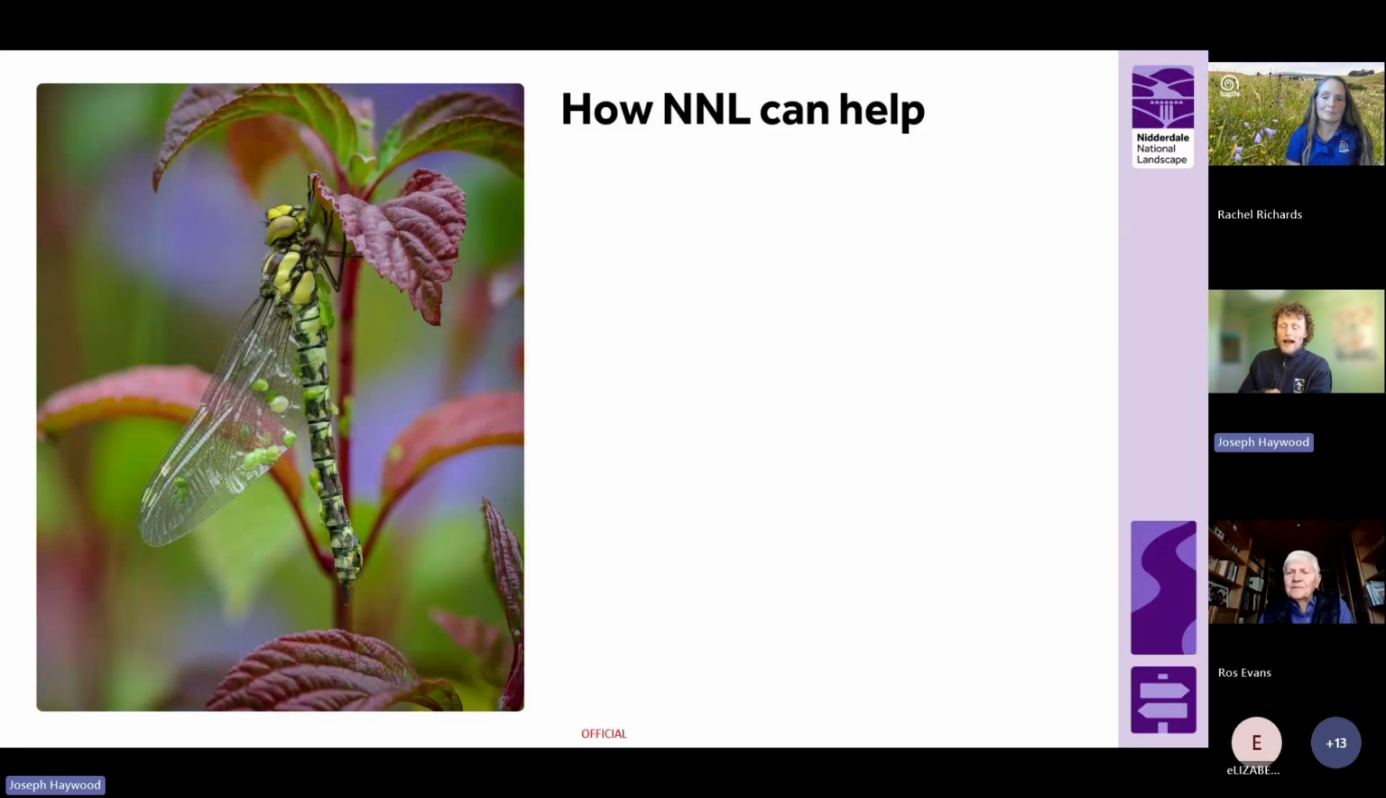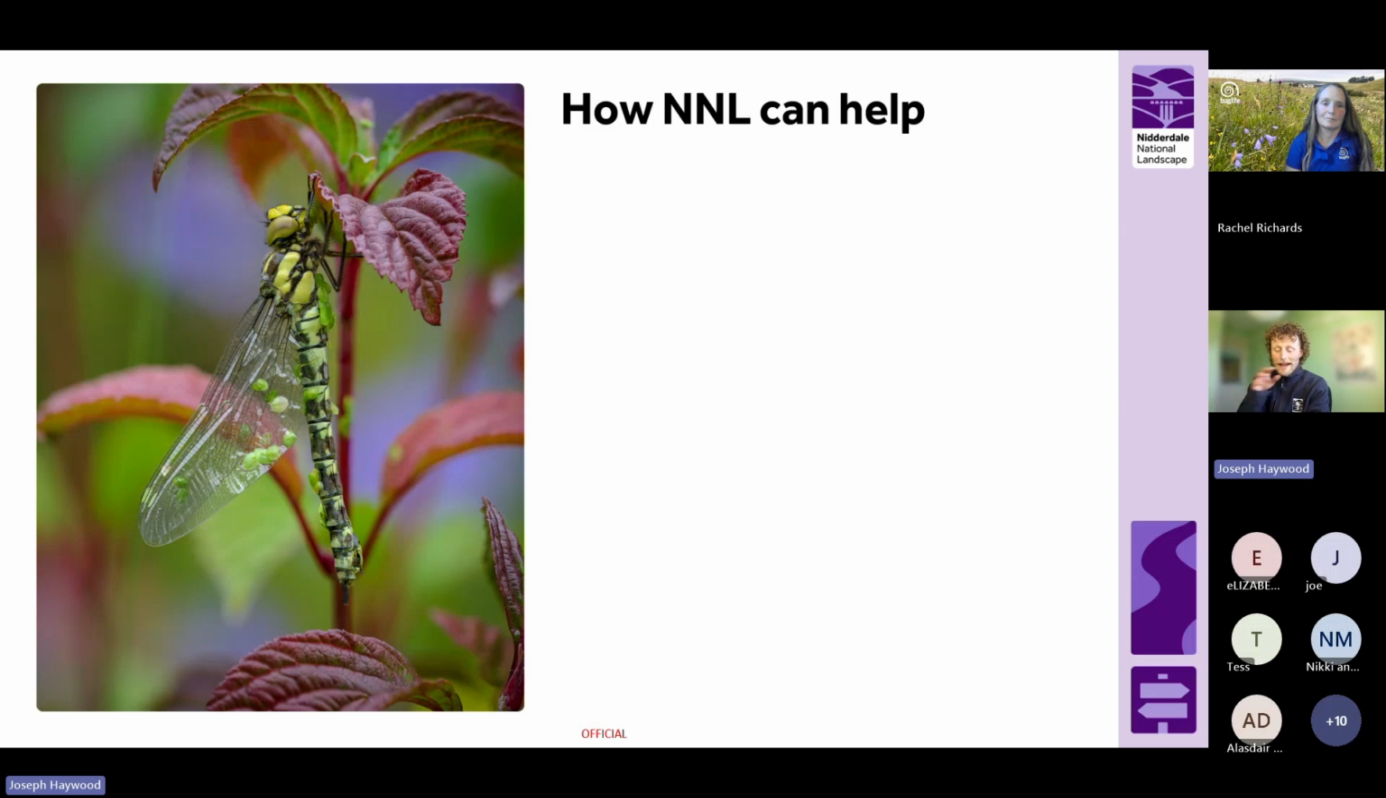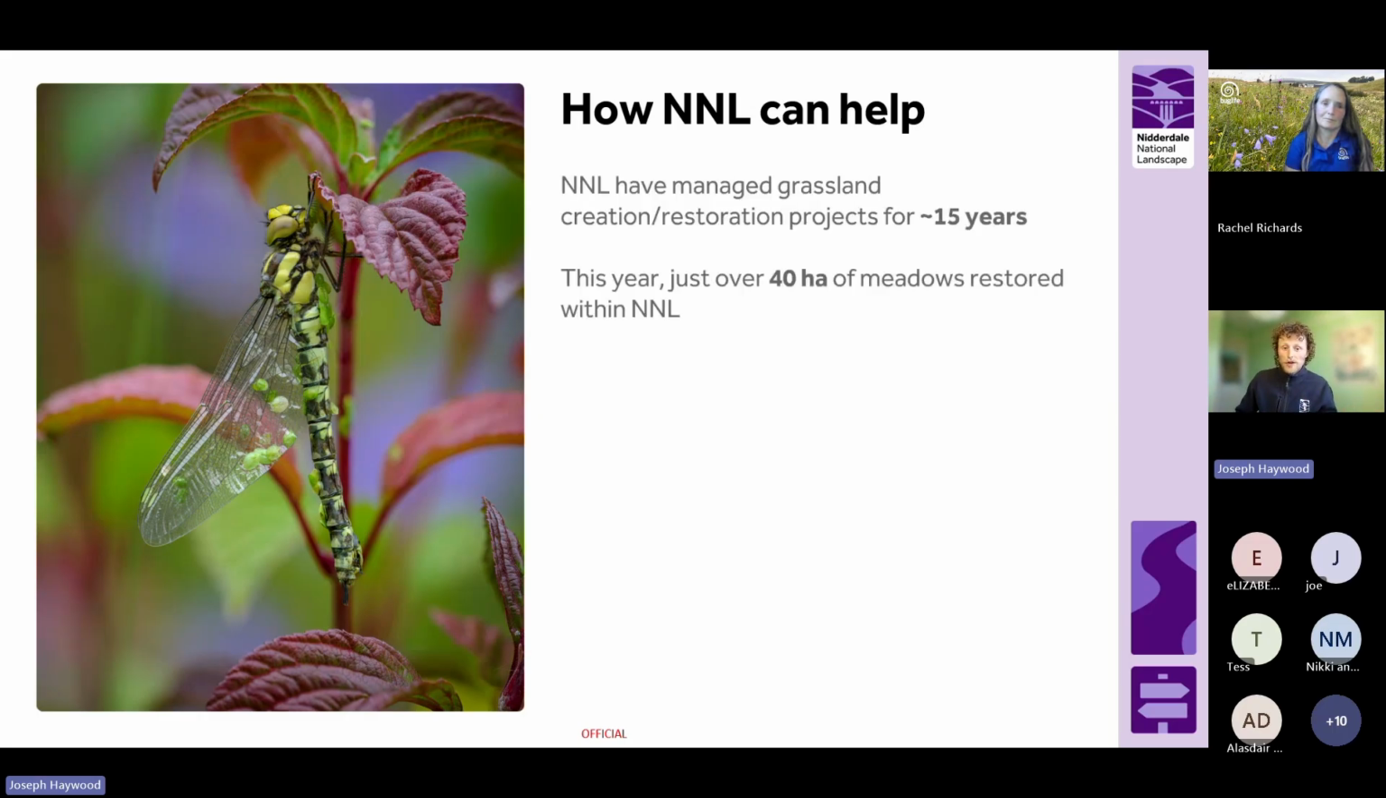That was brilliant. How can Nidderdale National Landscape help anybody listening today? Not just you listening, please tell your family and friends if they own a little bit of or manage some grassland. So we, Nidderdale National Landscape, have managed grassland creation, enhancement and restoration projects for the last 15 years. And last year alone, we did 40 hectares of meadows restored and enhanced across Nidderdale.